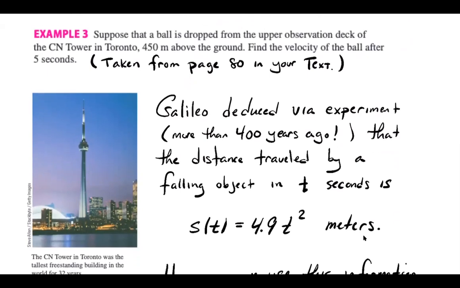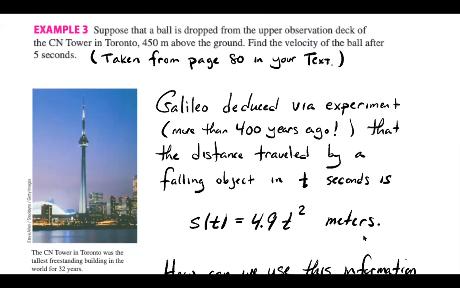I tried to take this nice graphic because I didn't know this CN Tower in Toronto. I've never been to Toronto, Canada. I'd like to go there sometime. But evidently it was the tallest freestanding building in the world for 32 years. I don't know when that 32-year period began or ended, but maybe when I'm done making this video, I'll do some Google searching.